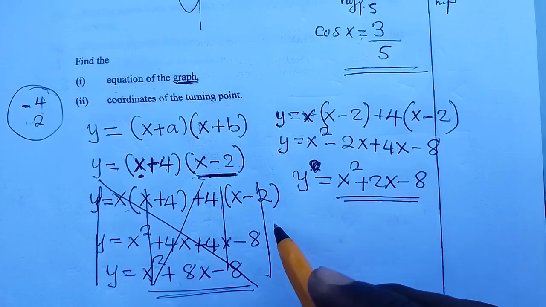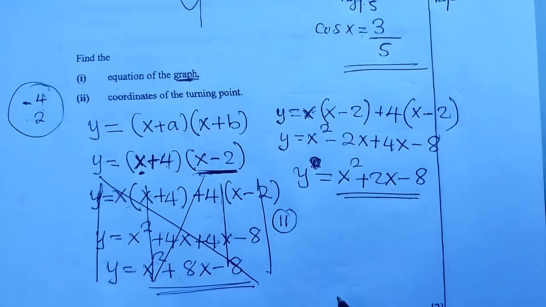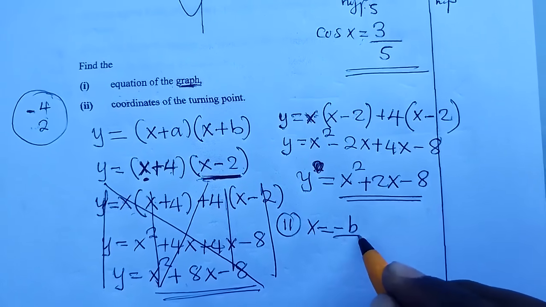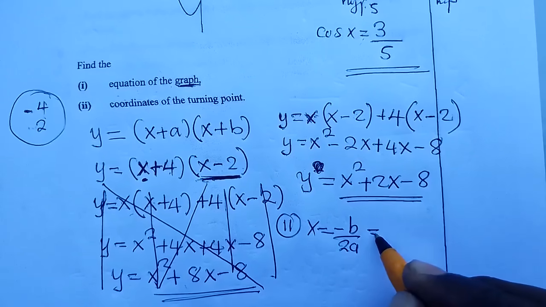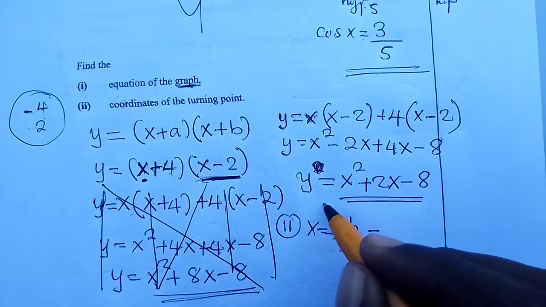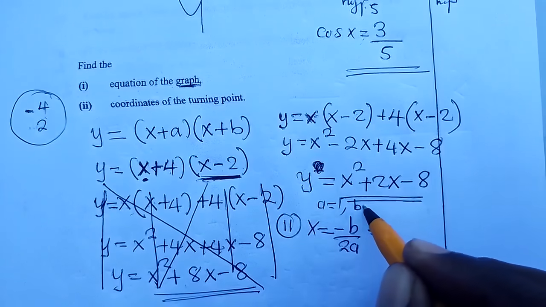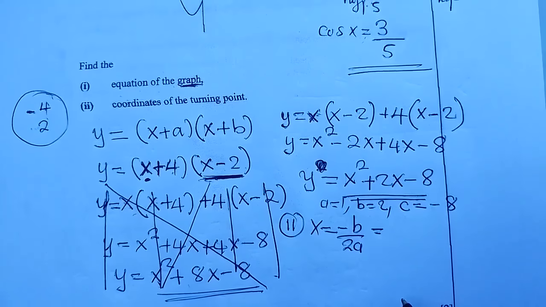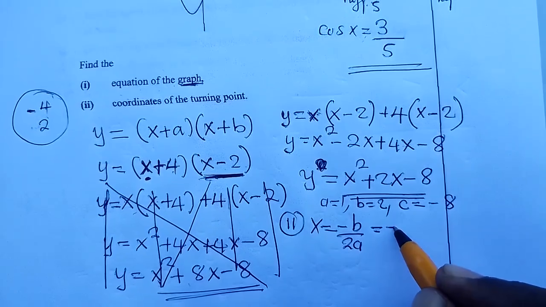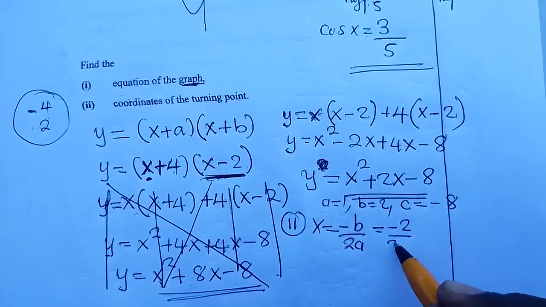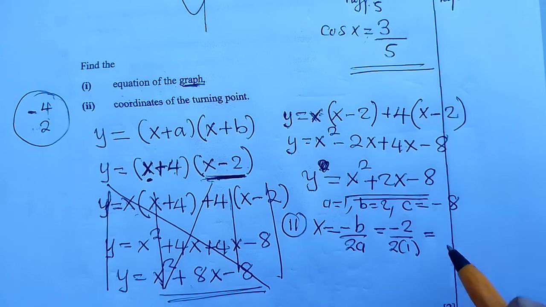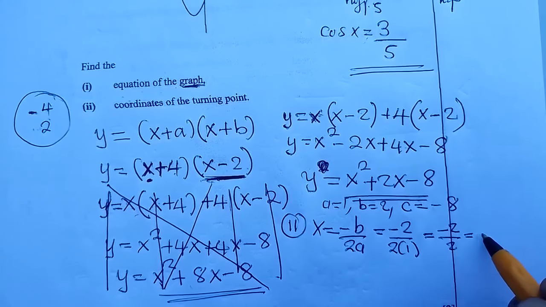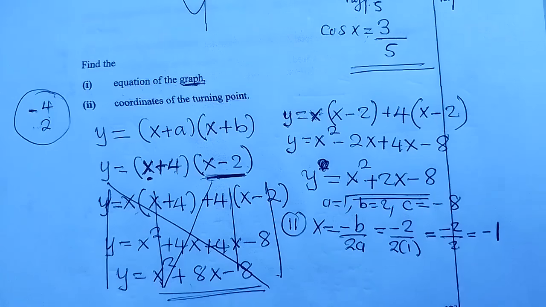We move to 2, where we are told to find the coordinates of the turning point. So how do we find the first one, x? You say negative b over 2a. You know that with this equation, your a is 1, your b is 2, your c is negative 8. So negative b is negative 2, over 2 multiplied by 1, which is negative 2 over 2, which will be equal to negative 1. So x is negative 1.